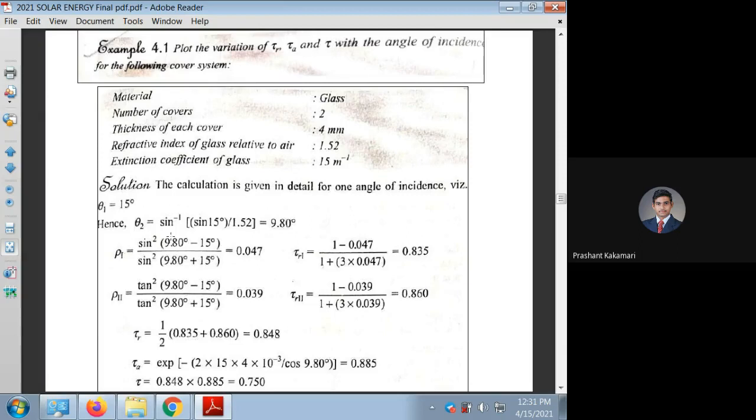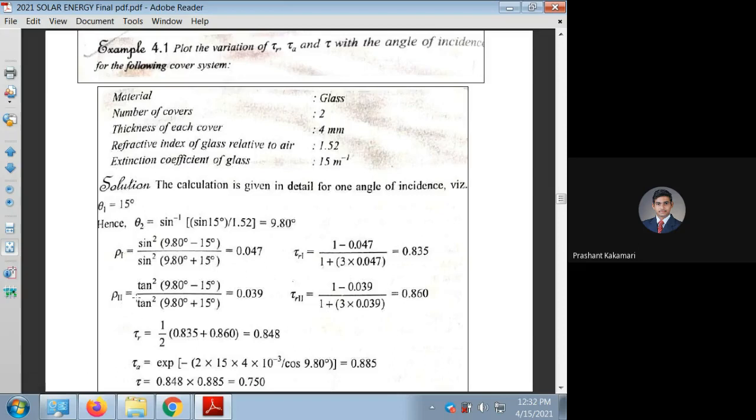So already we have gone through the process, the same process you have to follow to find these parameters. So we come to finding theta 2 by Snell's law. Theta 2, or reflected radiation angle, is coming around 9.80 degrees. Then rho 1, the reflectivity. Because in the question you can see tau r is due to reflection as well as refraction, both. That's why we need to find rho 1. So rho 1 value is coming around 0.047.